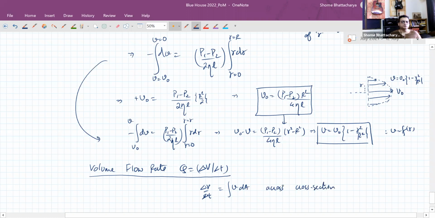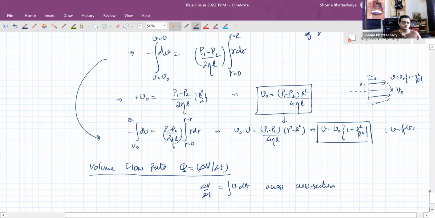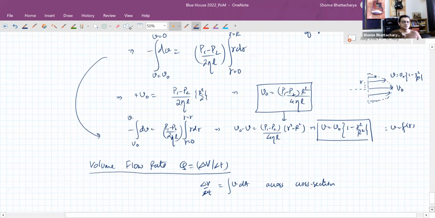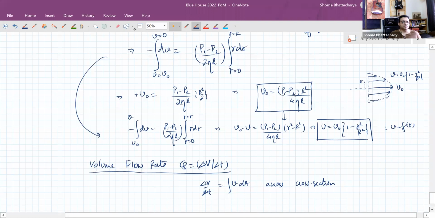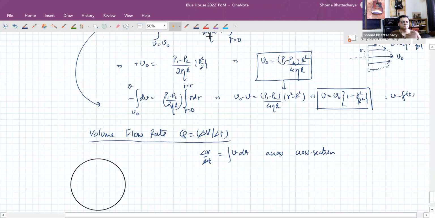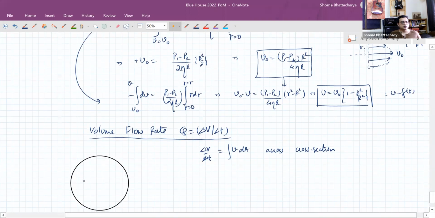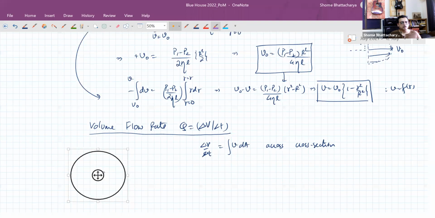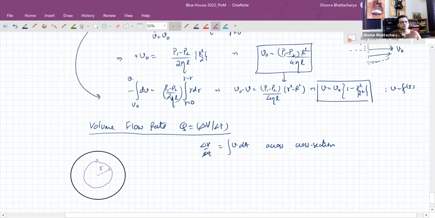Had it been a uniform speed, like it was in hydrodynamics, it was just V into A, speed of flow into area of cross section. But here we have to integrate. But luckily for us, that integration is very simple, because if you look at the cross section of the pipe, it's a circular cross section and the velocity is varying radially. So we don't really have to worry too much about the integration part. So what we'll do is, at a radius r, basically we are looking at the cross section of that thin cylindrical shell that we had drawn earlier.